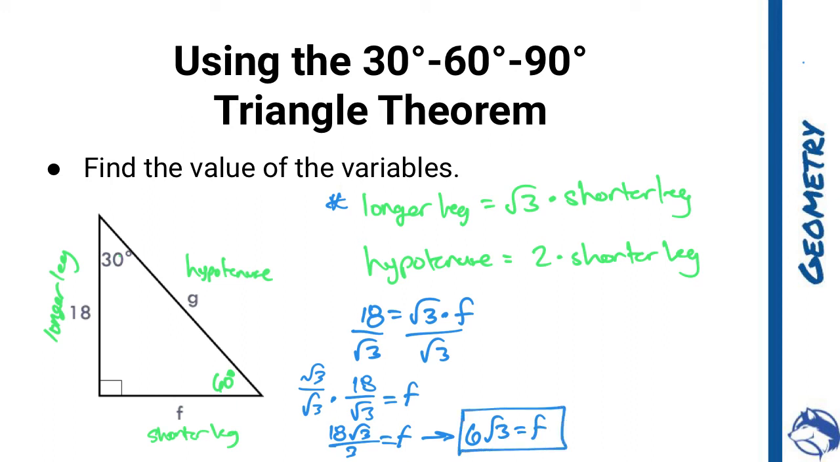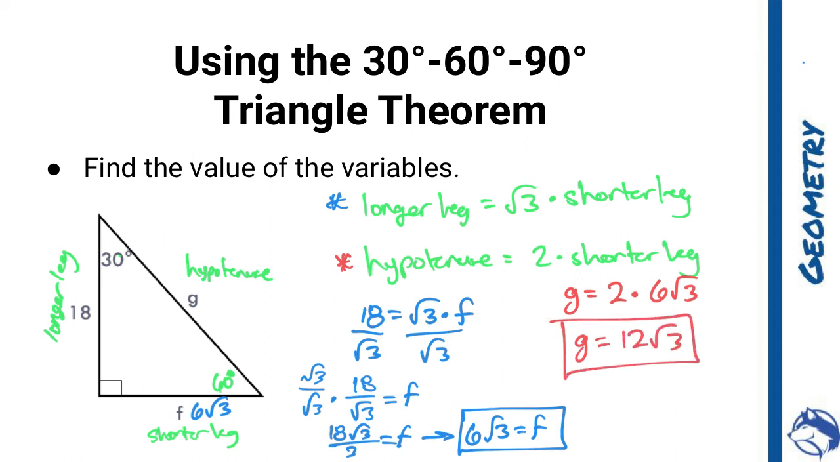So that's one piece that I got right there. So I just go ahead and I write this in, that this is 6 square root of 3 for my shorter leg. So now I'm going to use this equation to solve for my hypotenuse. So the hypotenuse, which we know is G, has to be equal to 2 times my shorter leg, which is 6 square root of 3. So G is equal to 12 square root of 3. And that's how I use those equations together to find the missing sides of a 30, 60, 90 triangle.